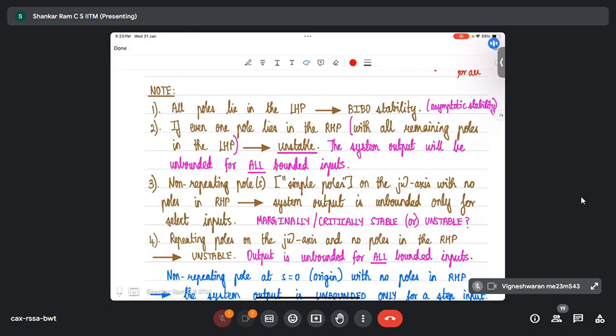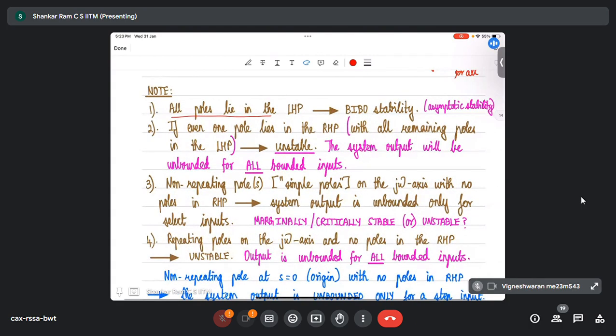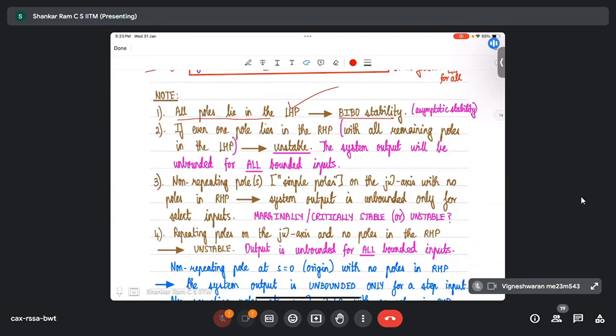So the first point is very obvious. If all poles are in the left half of the s-plane, the system is BIBO stable. This we have understood by now. Some people will call BIBO stability asymptotic stability. They're not really one and the same, but these terms are interchangeably used. This is just for our information. That's point number one. Now, even if one pole lies in the right half of the plane, the system is unstable. That is also known to us.